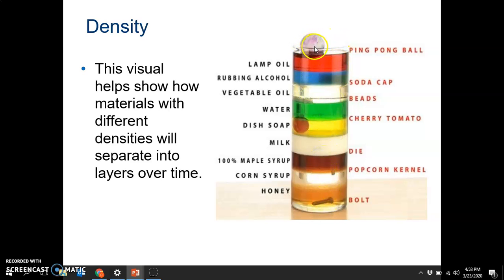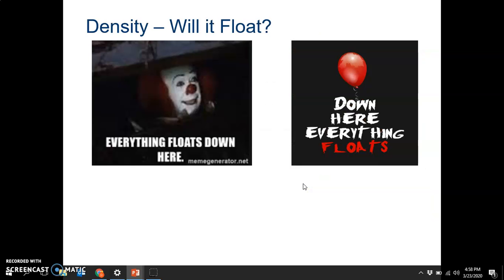They have a ping pong ball, which is really, really light density. Lamp oil apparently is light. Rubbing alcohol, dish soap, milk. Like these, if you put all these into a giant bowl and then mix them together and then pour them into here, over time they would separate into these layers naturally. Kind of cool. So this is a reference to the movie It, if you ever saw it.